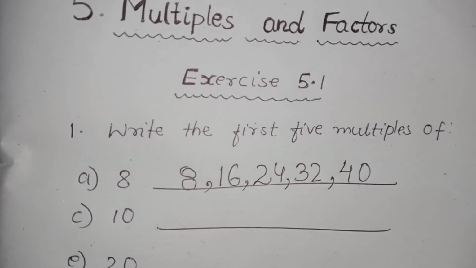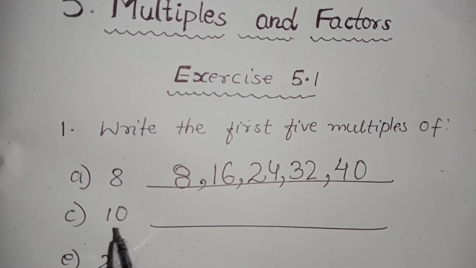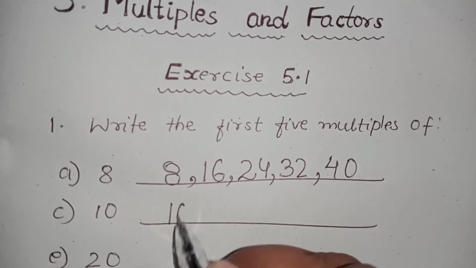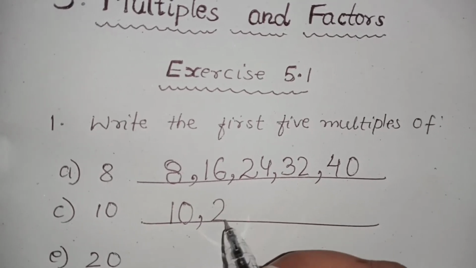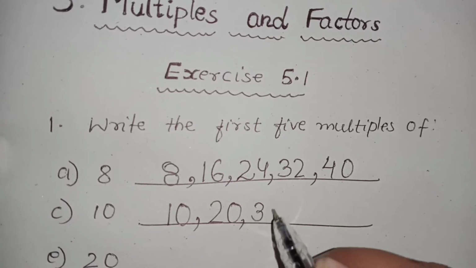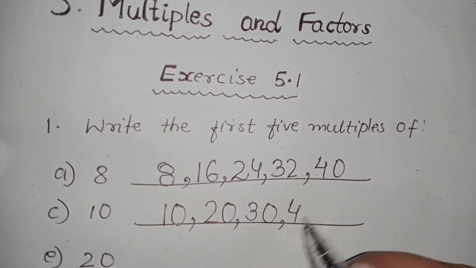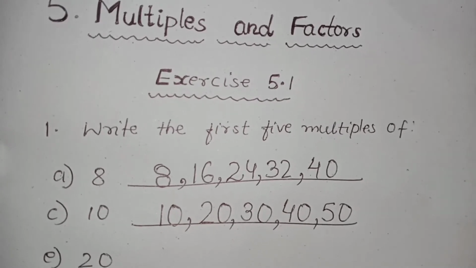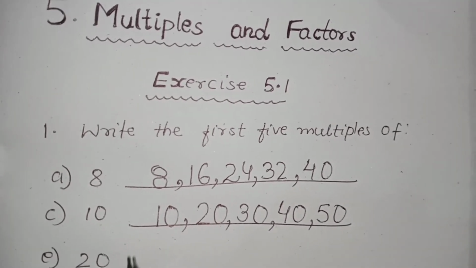Now let's see the first 5 multiples of 10. The 10 table is so easy, no? 10 1 ja 10, 10 2 ja 20, 10 3 ja 30, 10 4 ja 40, 10 5 ja 50. Done. We have done the first 5 multiples of 10.